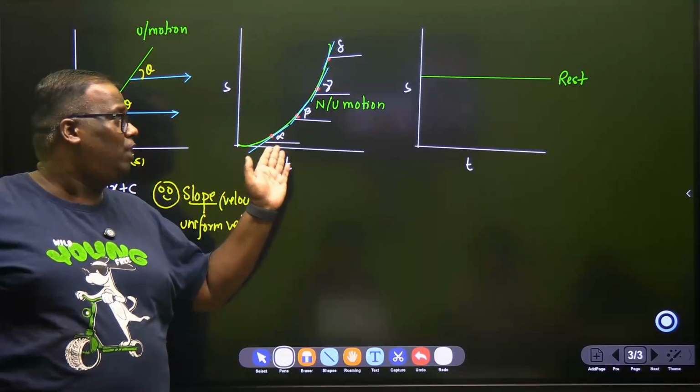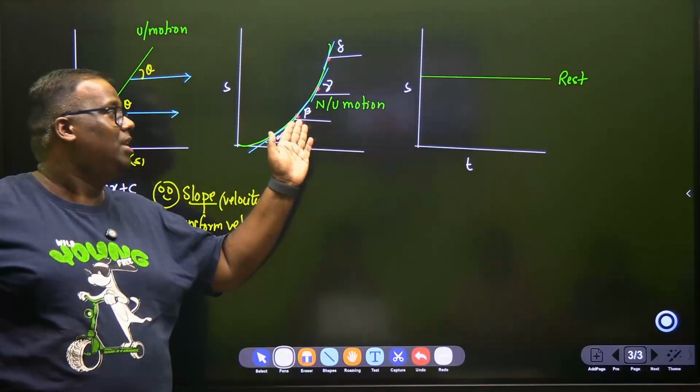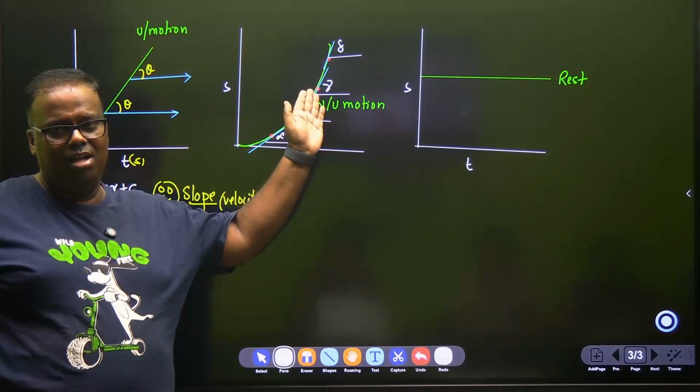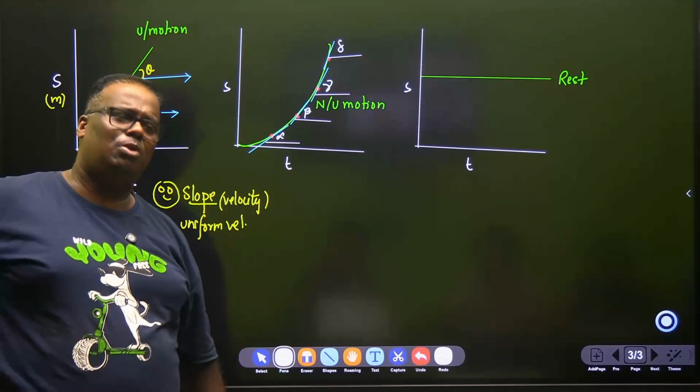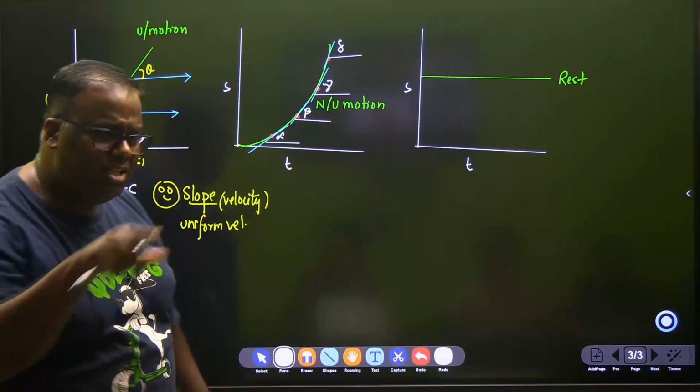Alpha is the smallest angle; after that, the greater angle is beta, the even greater angle is gamma, the even greater angle is delta. Agreed? What did I tell you about slope? The angle is an indication of the slope.